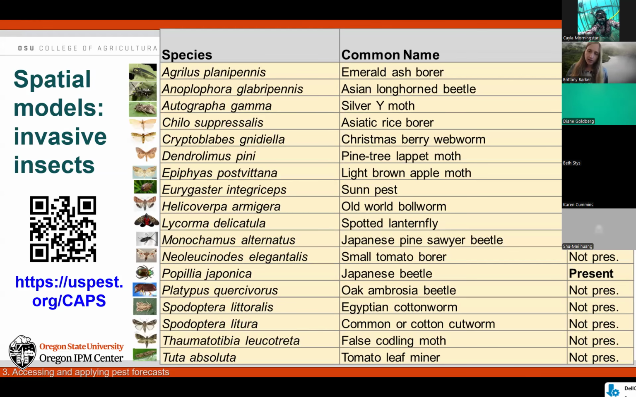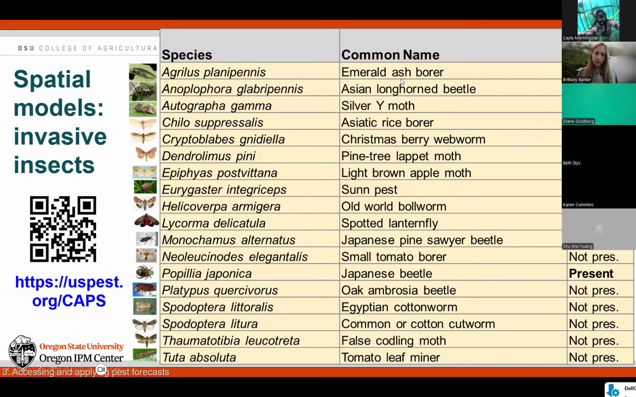Okay, so moving into the spatial models, right now we have spatial phenology models for 18 invasive insects. We do plan to keep developing more, so stay tuned on that. These models can be accessed at uspest.org/CAPS, and you can also scan this QR code on the slide. Okay, so this is a table of all the different species that we have models for. And notice that the status in CONUS, so CONUS stands for the contiguous United States, notice that only 5 of those species are present in the US.